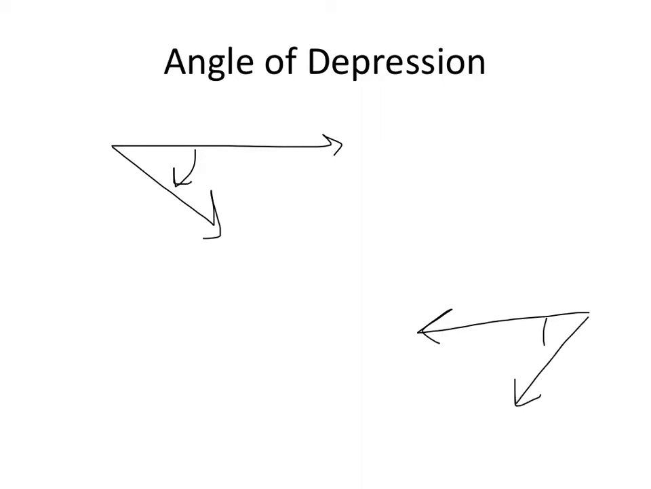Similarly, an angle of depression will start with the horizontal, but it will be measured downward. And again, regardless of the direction of the initial side, angle of depression is always measured in the downward direction.